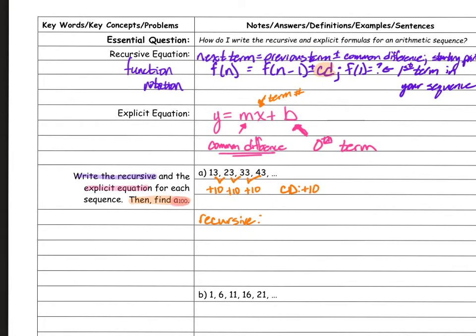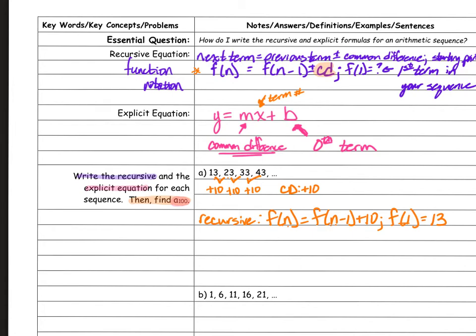Okay, great. So now I'm going to fill in my recursive equation. I'm going to say f of n is going to equal f of n minus 1 plus 10. And then I need my starting point, and that says f of 1 equals 13. So now I know where my starting point is. f of 1 is 13. f of 2 means I take f of 1 and add 10. So 13 plus 10 is 23. And to find my third term, I take my second term and add 10. That's what it's saying. Okay?